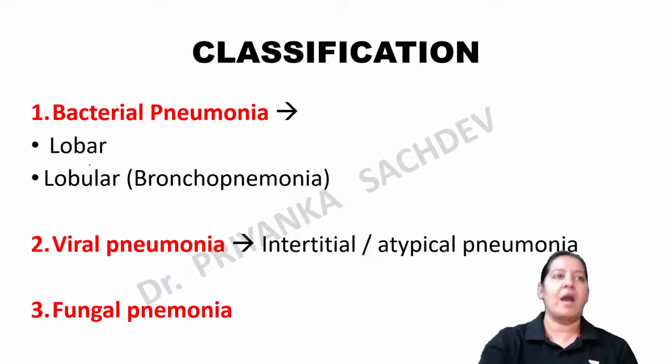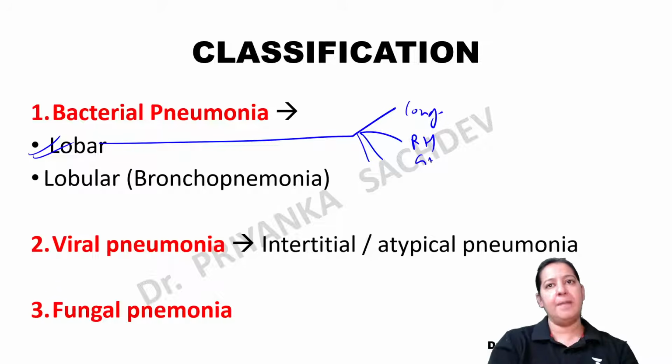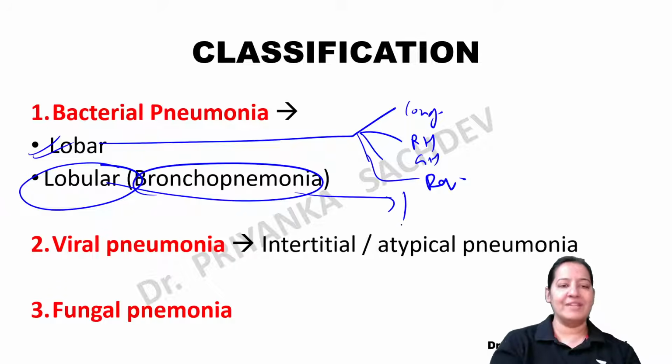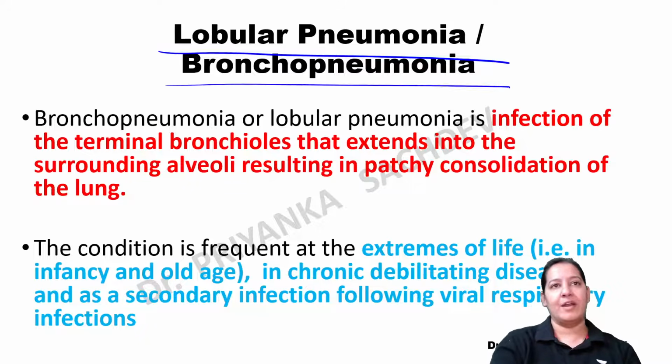We have done lobar pneumonia. The 4 stages of lobar pneumonia: stage of congestion, stage of red hepatization, gray hepatization, and resolution. Let me teach you lobular pneumonia. Lobular pneumonia, bronchopneumonia, only 1 stage is there. There are no multiple stages, only 1 stage. So it is very small.